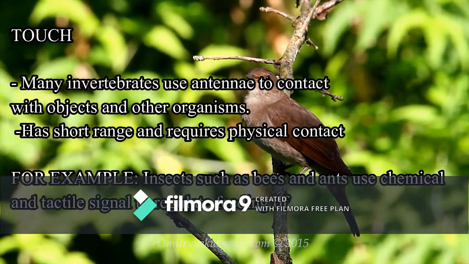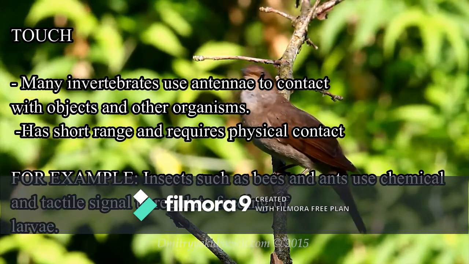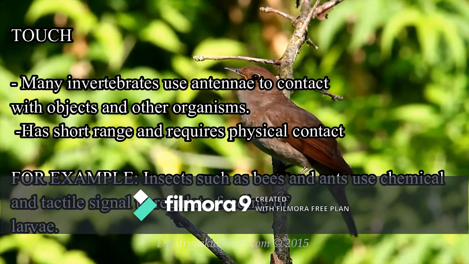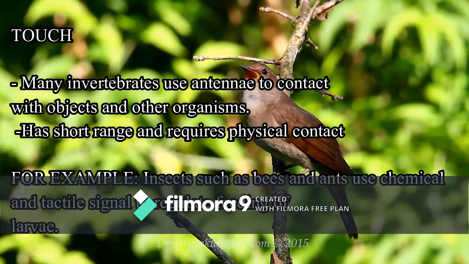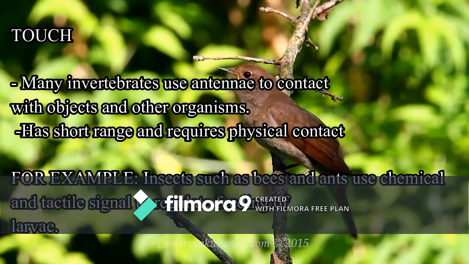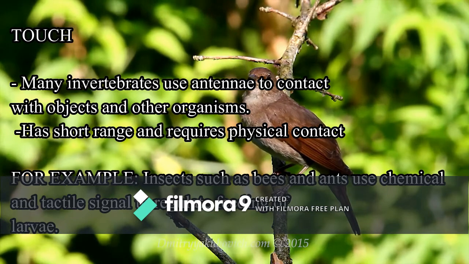The next channel is touch. Many invertebrates use antennae to contact objects and other organisms. It has short range and requires physical contact. For example, insects like bees and ants use chemical and tactile signals to regulate feeding of larvae.